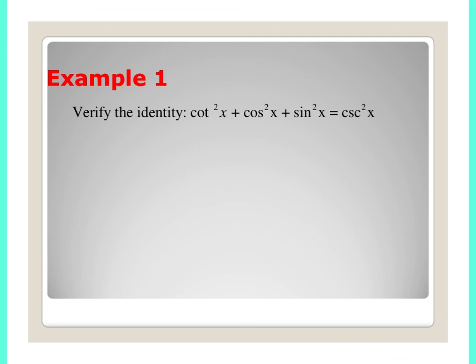So now I'm going to look at the left and I want to set it equal to the right. I want to eventually get it so that the left equals the right. Which of these sides is more complicated? The left. So I'm going to look at that first. What do I see on the left-hand side that I can replace? You can make the cotangent cosine over sine. Okay.